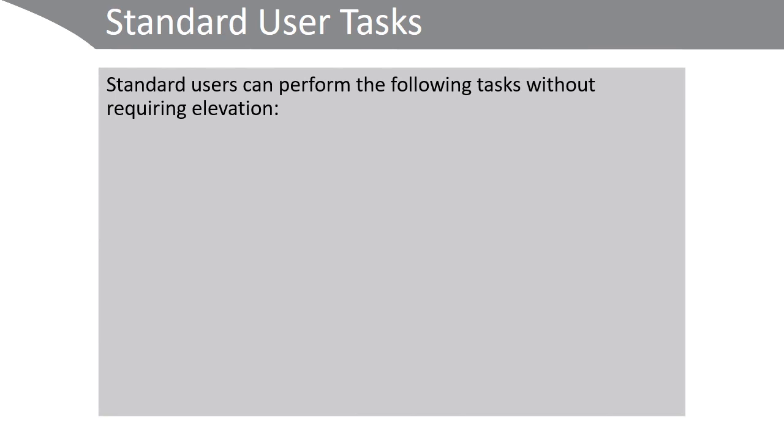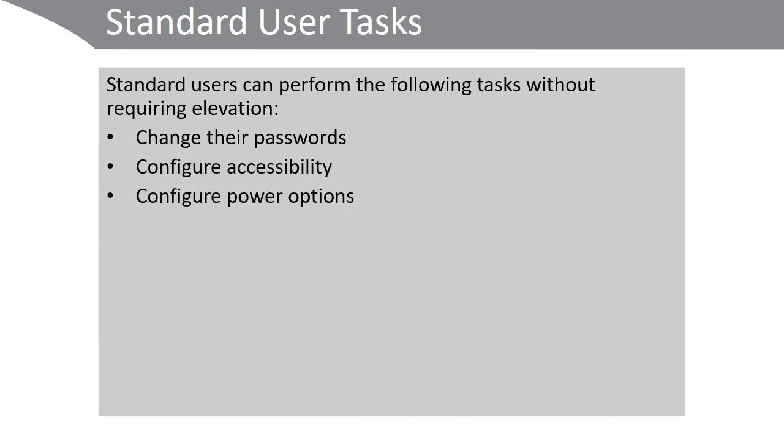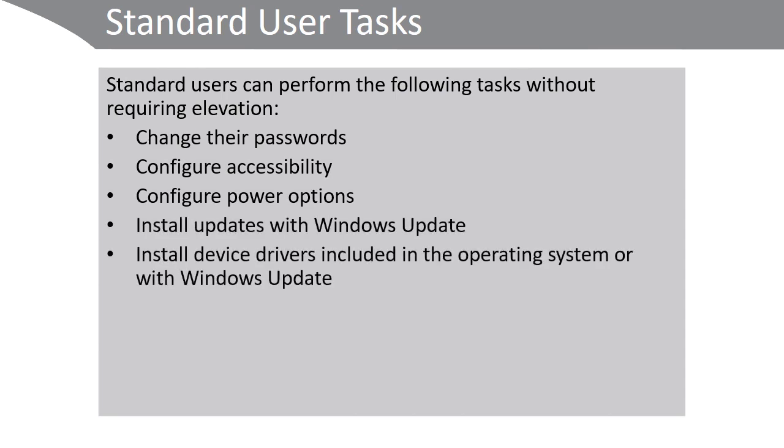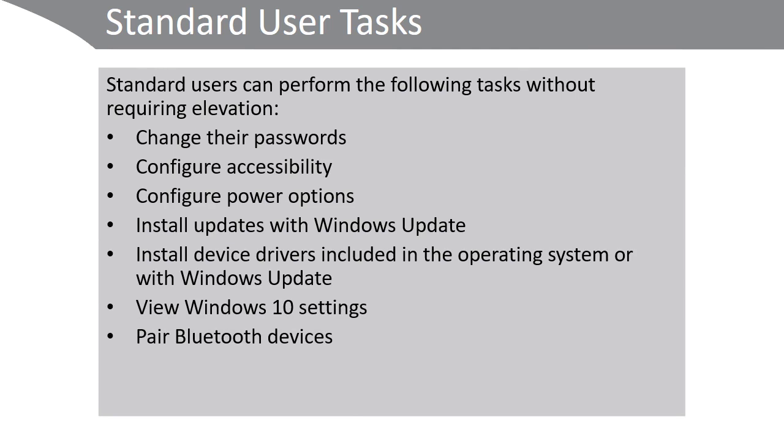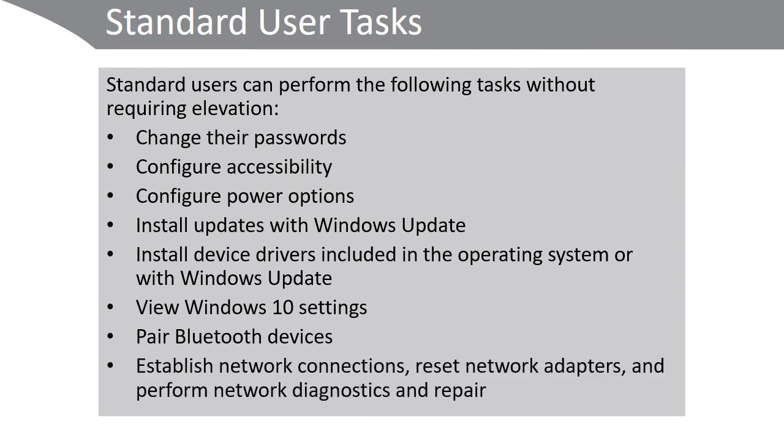Standard users can perform the following tasks without requiring elevation: change their own password, configure accessibility, configure power options, install updates using Windows Update, install device drivers via Windows Update, view Windows 10 settings, pair Bluetooth devices, establish network connections, reset network adapters, and perform basic network diagnostics and repair.